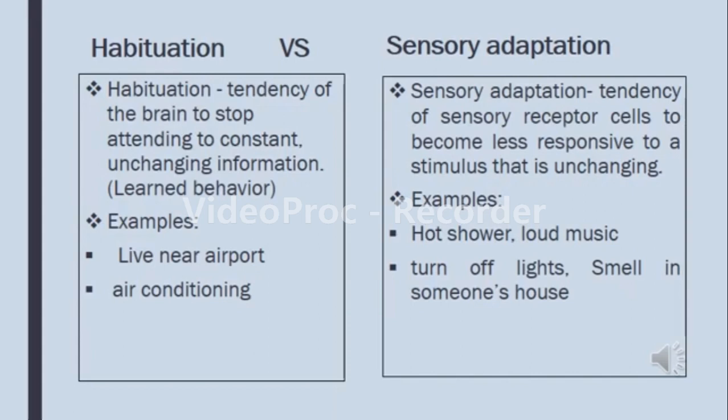Similarly, in sensory adaptation, the sensory receptor cells don't respond if the continuous stimulus is repeated in a continuous manner. For example, harsh showers, loud music, turned off lights, and smell in someone's house. These are the examples, and these are the differences between habituation and sensory adaptation.